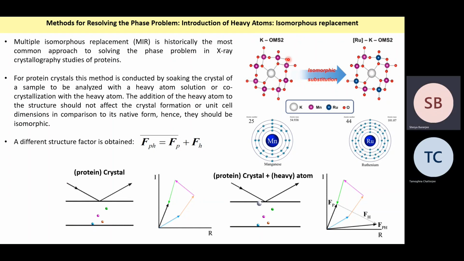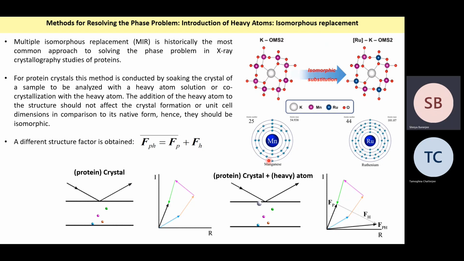Okay. So in isomorphous replacement, what happens is that if you look at this structure, where this white atom is potassium, these purple atoms are manganese, and the red atom is oxygen. So isomorphous replacement means you are replacing some of these manganese atoms with ruthenium. So the structure of the crystal is not changing, which is why it is called isomorphous replacement.